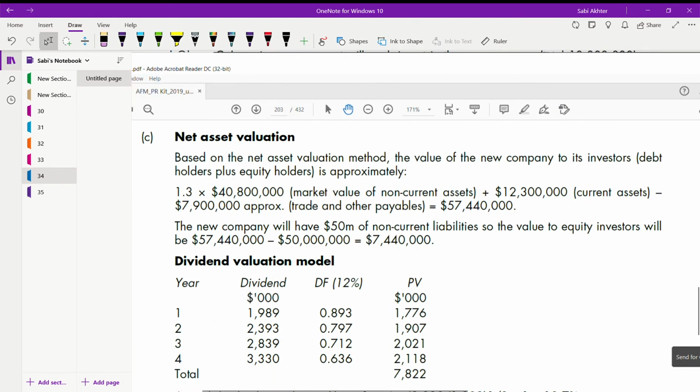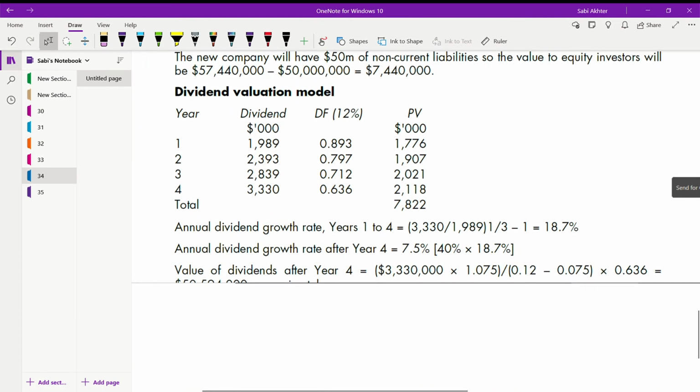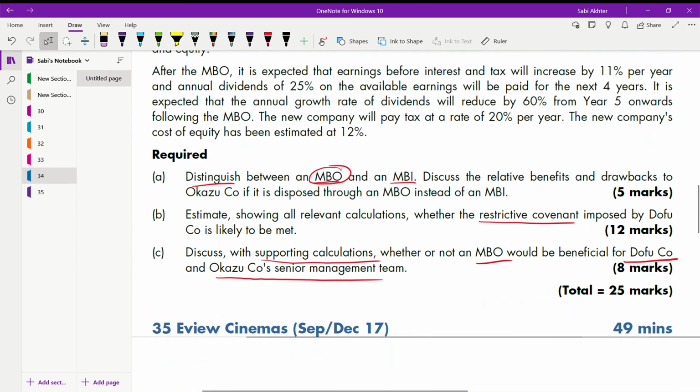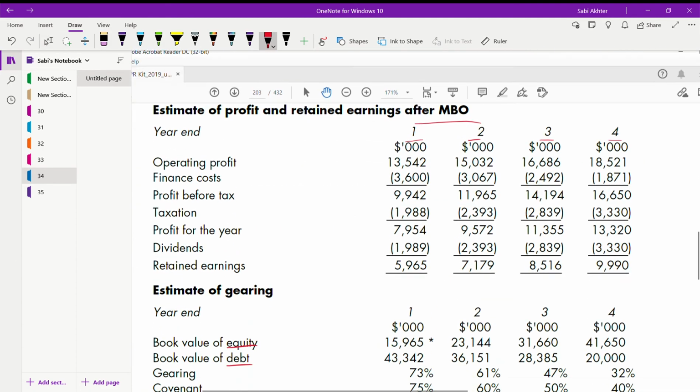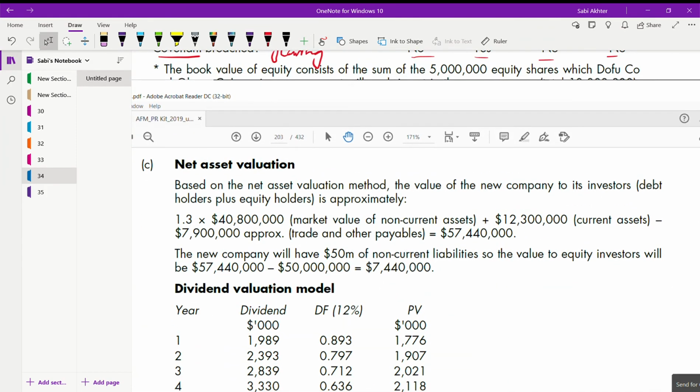Now coming to part C. Here they have told part C: supporting calculations, whether this would be beneficial or not. To know that, they have done two things. One is net asset valuation, one is dividend valuation model. Two valuation models they can use. Yes, it is possible that you can use 2-3 valuations in one if they have given you the figures for that. Like for net asset, they have given you the figure for net asset valuation. That's why you can use it.